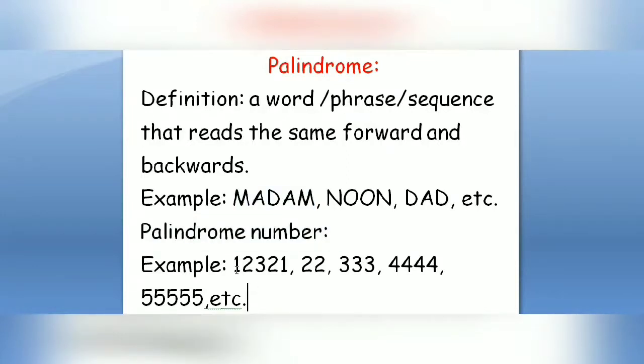In numbers, we can have palindromes in this form: 1, 2, 3, 2, 1. If I read from forward or from backward, it means the same. We can also have numbers like 2, 2, 3, 3, 3, okay, and so on.